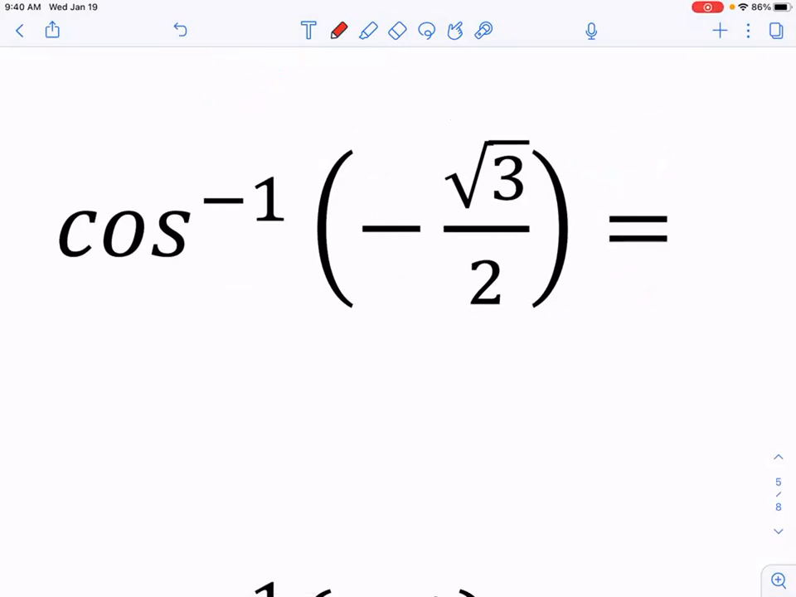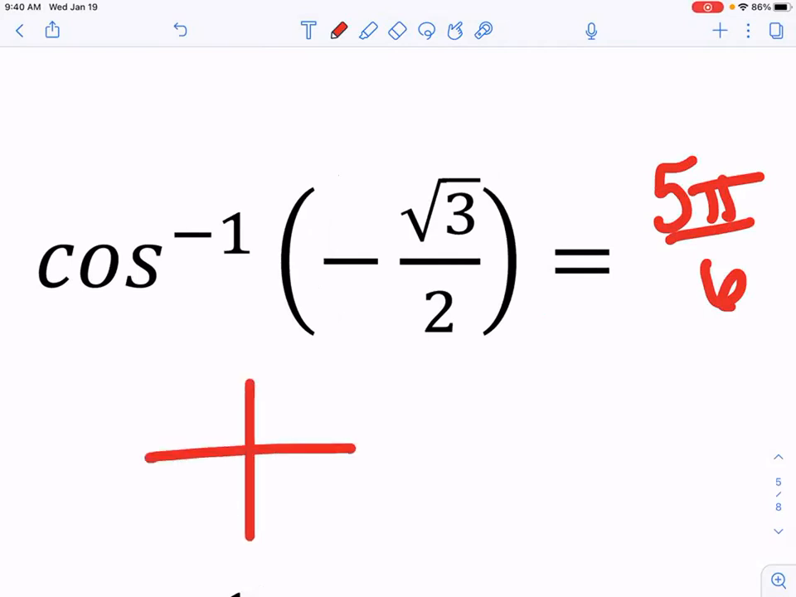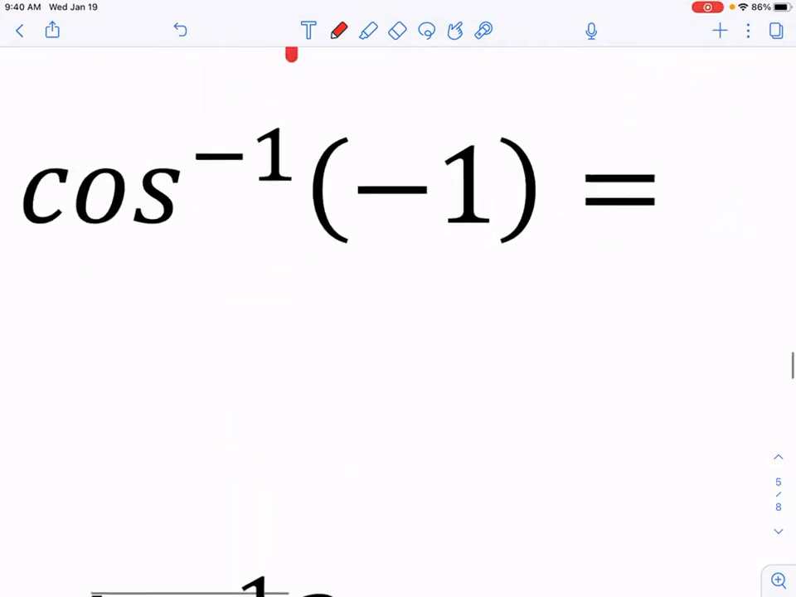Tell your neighbor which quadrant this needs to come from. I'm hearing quadrant 2. So which angle in the second quadrant has a cosine ratio of negative radical 3 over 2? 5 pi over 6. Man, I like these pi over 6 angles on this slide. And if you need to draw the little visual, they come from the second quadrant. All right. Inverse cosine of -1.